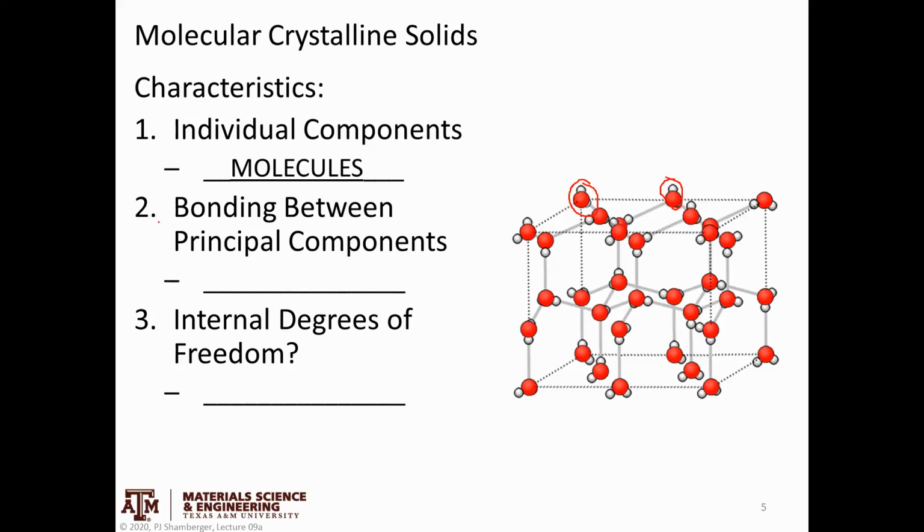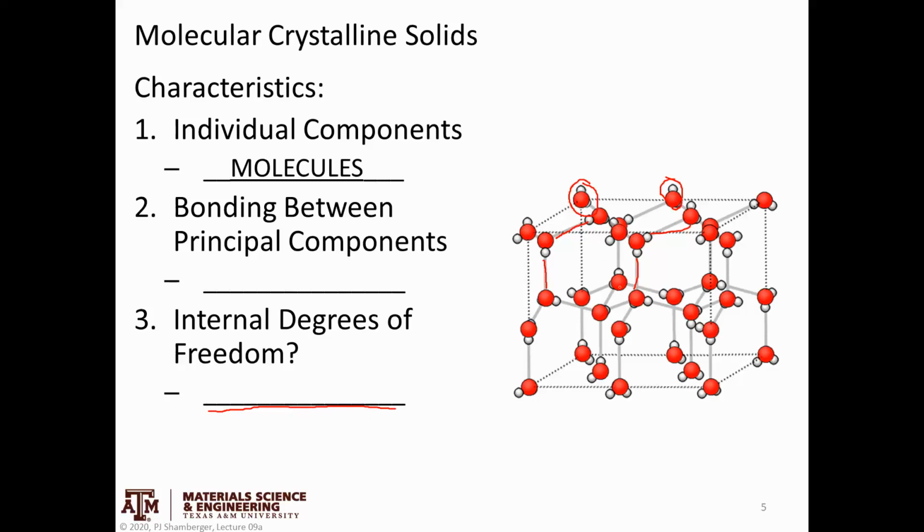And so that means that the bonding between these principal components tends to be secondary bonding. So in this case, there are relatively strong hydrogen bonds. If the molecules that we're talking about are something like methane, then it could be a weaker form of secondary bonding. But in general, it's a lot less strong than the primary bonding in the atomic solids that we were thinking about before. So the final question I have here is, what are the internal degrees of freedom?